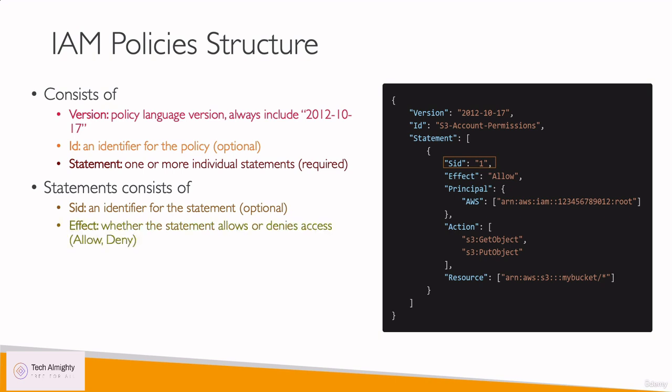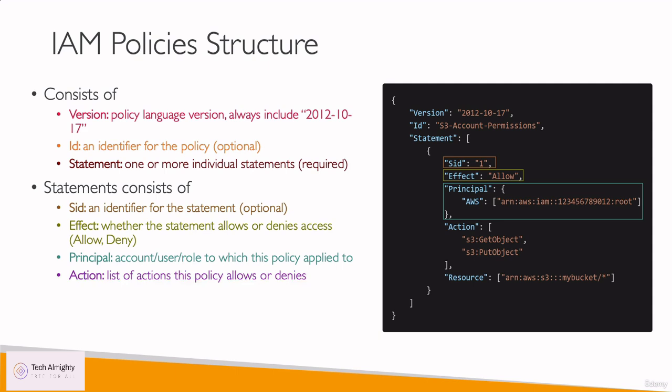Then the Effect of the policy itself. So it is whether or not the statement allows or denies access to certain APIs. So on the right-hand side, this is Allow, but you can see Deny as well. The Principal consists of which account, user, or role to which this policy will be applied to. So in this example, it's applied to the root account of your AWS account.